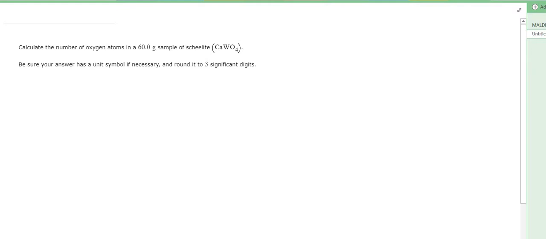Well, I know that I need to calculate the molar mass of scheelite. So if I use my periodic table and calculate that, I know that there are 287.9 grams of scheelite in 1 mole of scheelite. So I have that as a conversion factor that I can use.